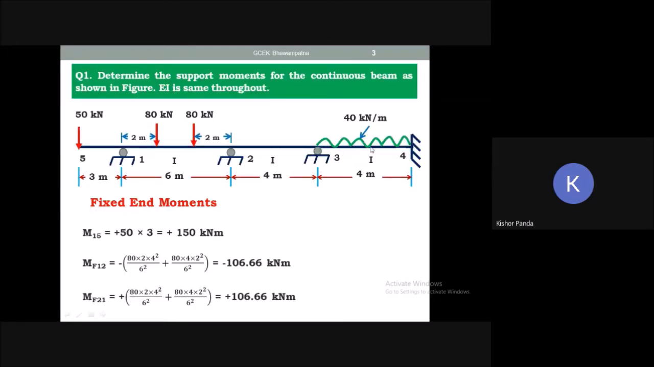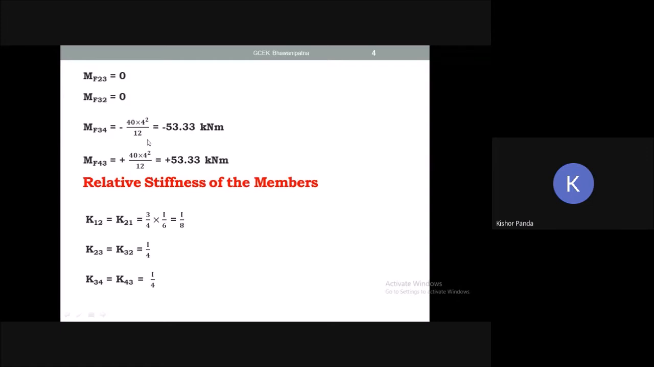Then for span 3, 4, what is the fixed end moment? MF34 and MF43. Here the UDL is given. So for UDL, the moment is minus W L square by 12. That is minus 40 into 4 square by 12, which is minus 53.33 kilonewton meter. And MF43 is equal to plus 40 into 4 square by 12, which is plus 53.33 kilonewton meter.